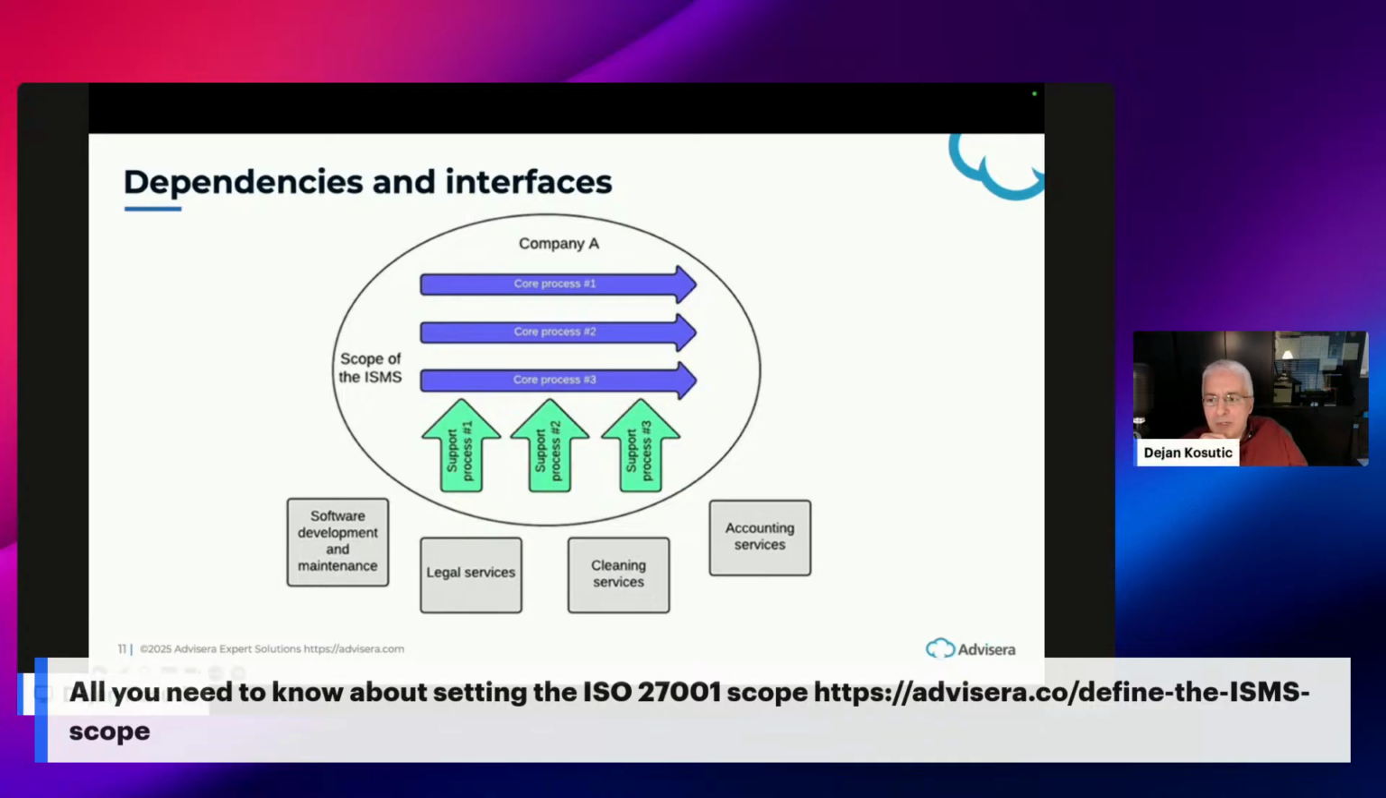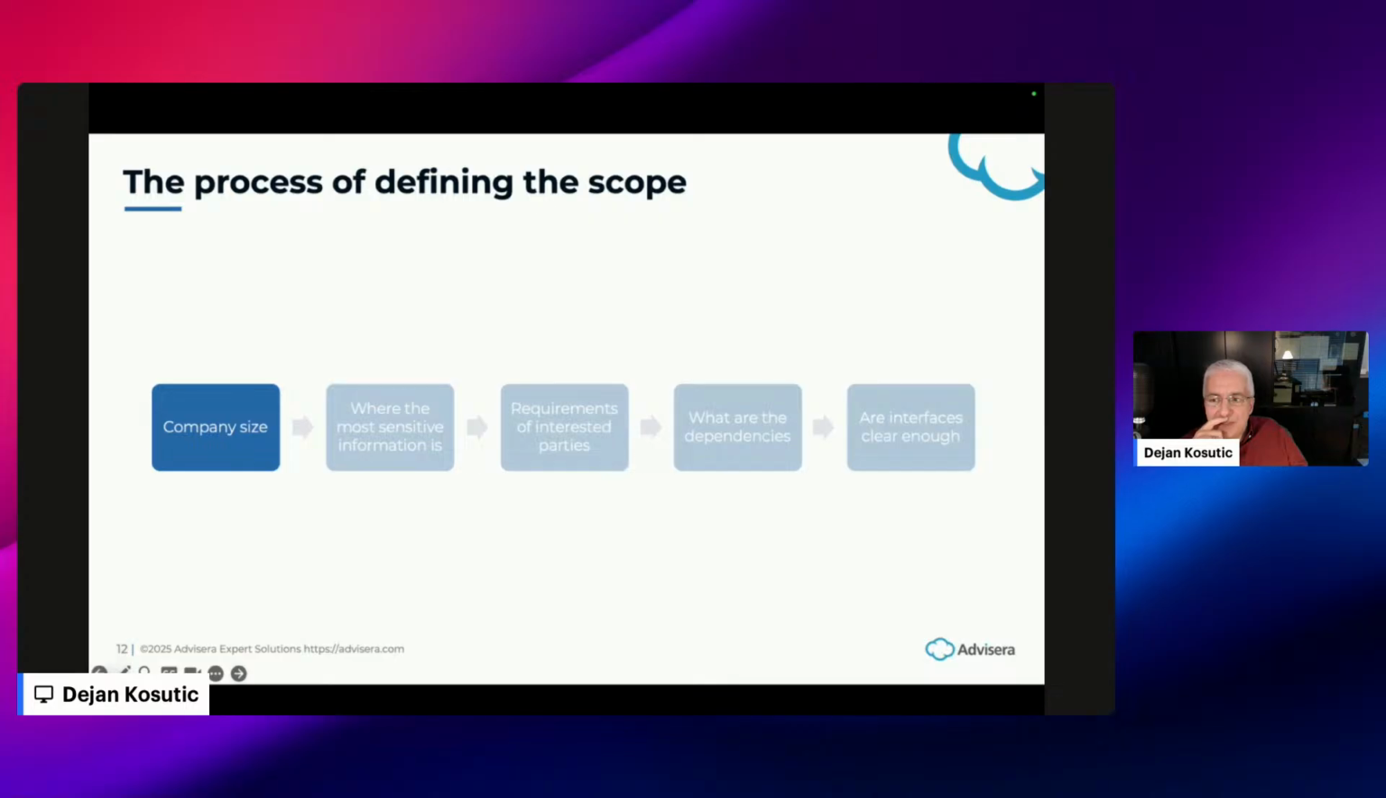Okay, moving forward, let's see what this process of defining the scope is, and how this is related to the company size. So this is basically the first step. Typically what we advise our clients is that if your company is smaller than 50 employees, then it's easier and quicker to include your whole company in the scope.